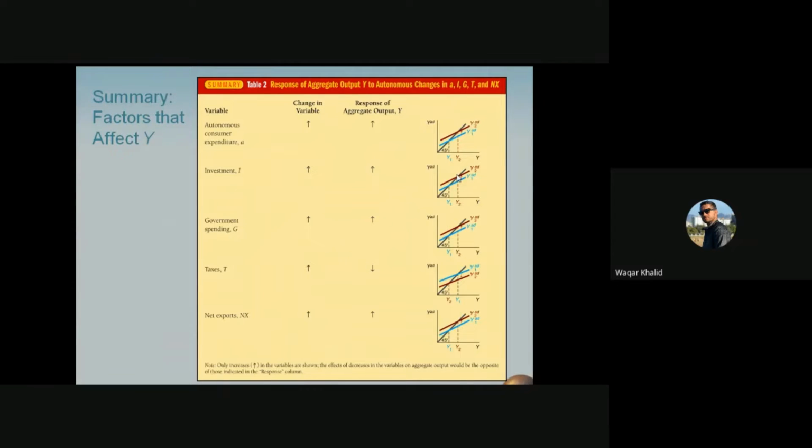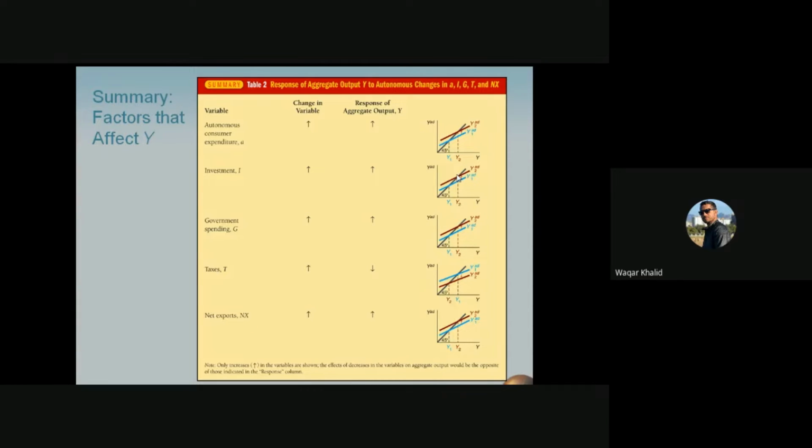Factors that affect Y. Actually, the analysis of J. M. Keynes framework so far has identified five autonomous factors. There are five autonomous factors that shape the aggregate demand function and hence the level of aggregate output.